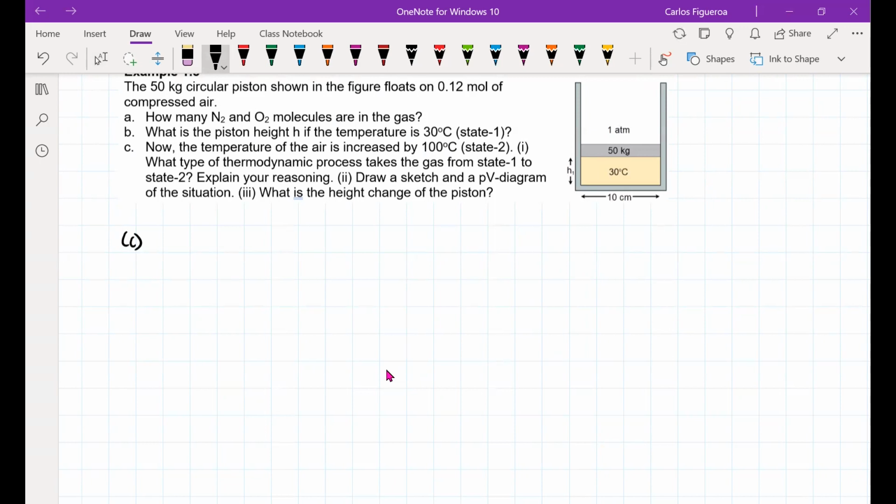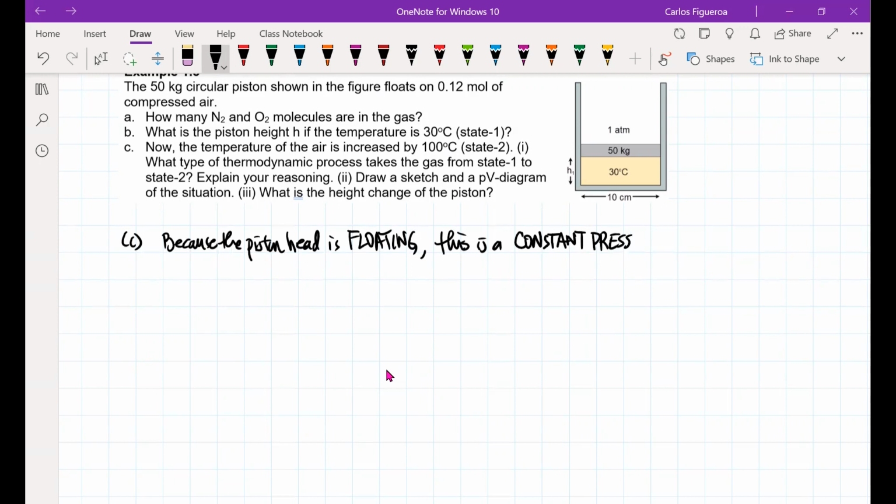So here we go. Okay. Because the piston head is floating, this is a constant pressure. And what do we call a constant pressure? This is called an isobaric process.